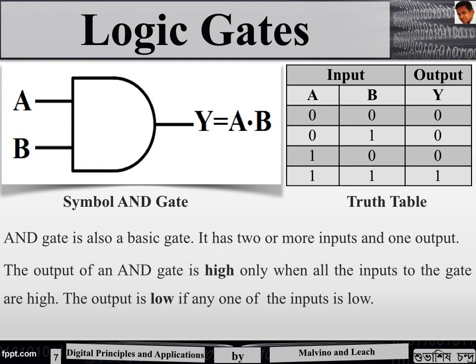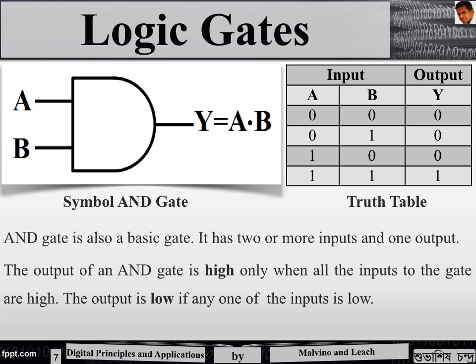So the output of an AND gate is high only when all the inputs to the gate are high. The output is low if any one of the inputs is low. The symbol is on the left side of the slide. It is represented as Y equals A dot B, or in this case we will read it as Y equals A and B.